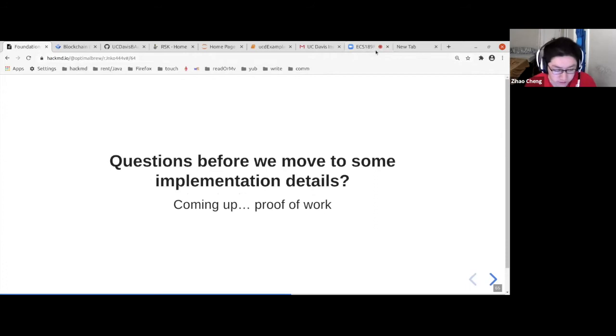Yes, I have a question. So when we don't talk about exact time in Bitcoin, right? We use hash, but how do we tell two hashes, which one is earlier, which one is later?